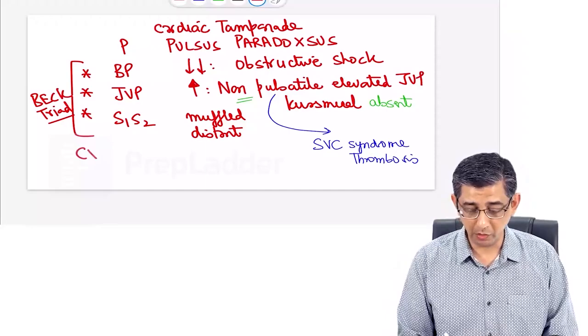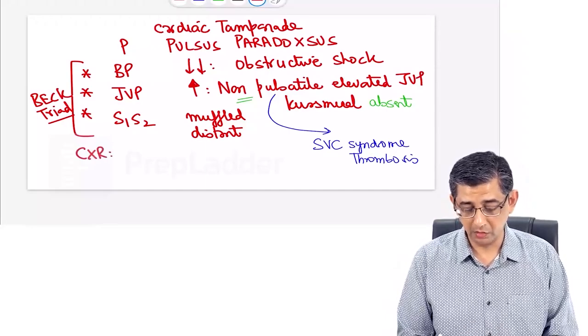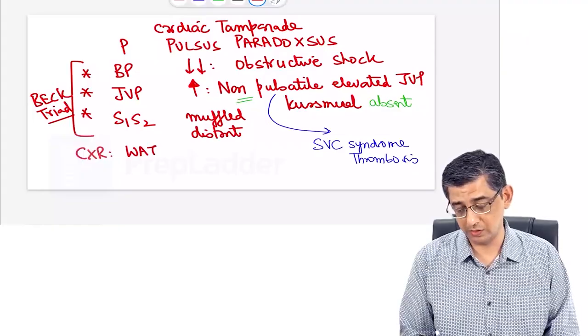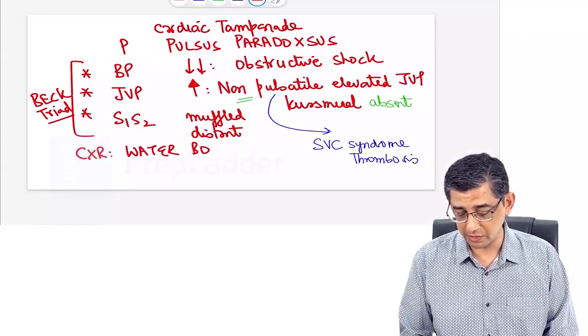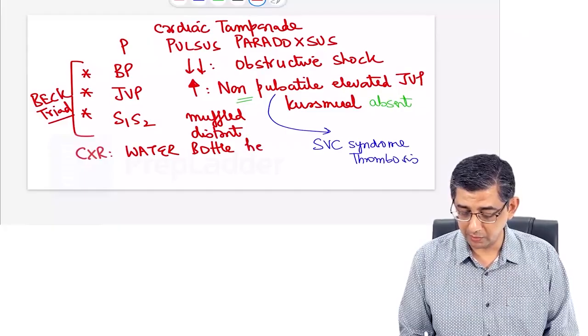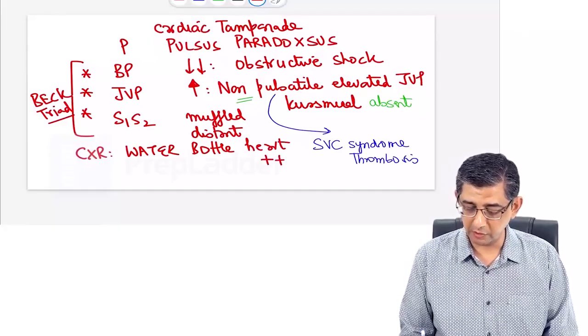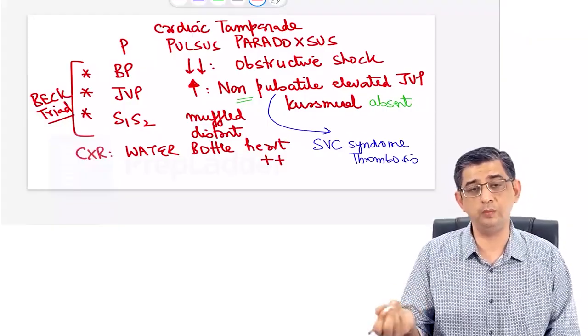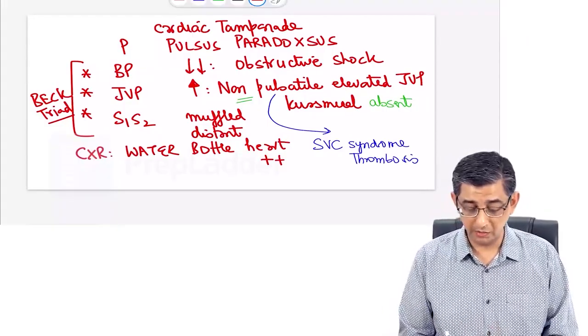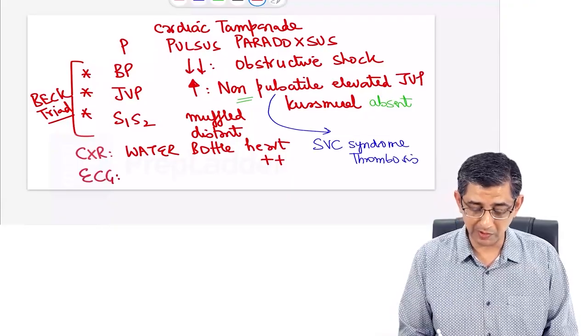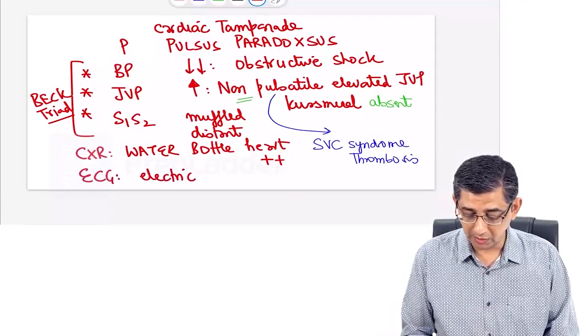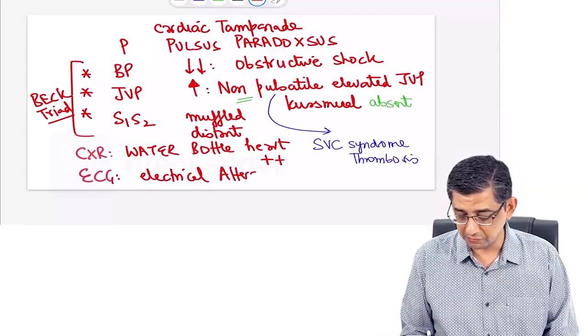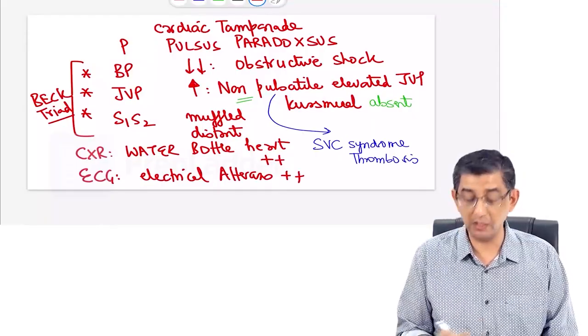At the same time, if I'm going to do a chest x-ray in this patient, the water outside the heart is more because there's a substantial amount of fluid. So I am saying water bottle heart, and I'm just putting a double plus in front of it to say there is more water around the heart. In the same sense, if I do an ECG in this person, the electrical alternans component of the patient will be more severe than what is anticipated in pericardial effusion.